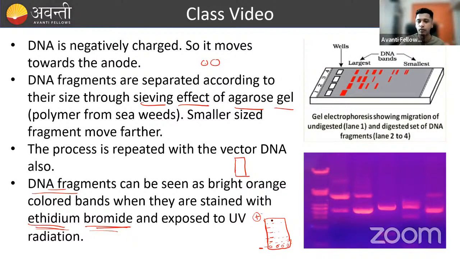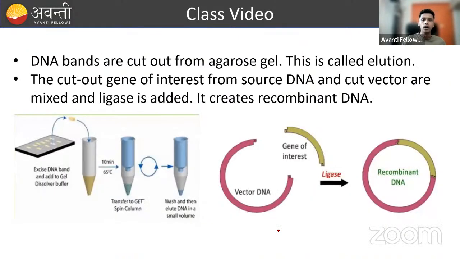Because when an electric field is applied, usually the charged particles move towards the opposite charge, correct? So that is happening. As it moves towards its opposite charge, the movement of these fragments is based on the size of the fragment. So after exposing it to a specific voltage for a specific period of time, we'll be able to figure out how much distance my DNA fragment has migrated. Understood?